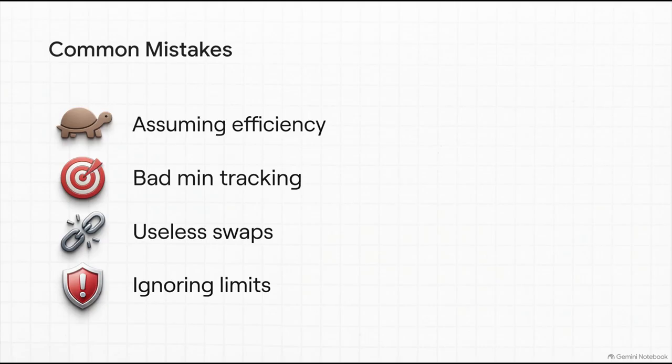That's when a programmer simply forgets to update the index of where the smallest item actually is while the scan is happening. Another big one is executing an unnecessary swap. I mean, if the smallest item is already right at the front of the line, you don't need to swap it with itself. And lastly, just completely ignoring those performance limits we just talked about. Selection sort is a highly specialized tool, not a universal one.